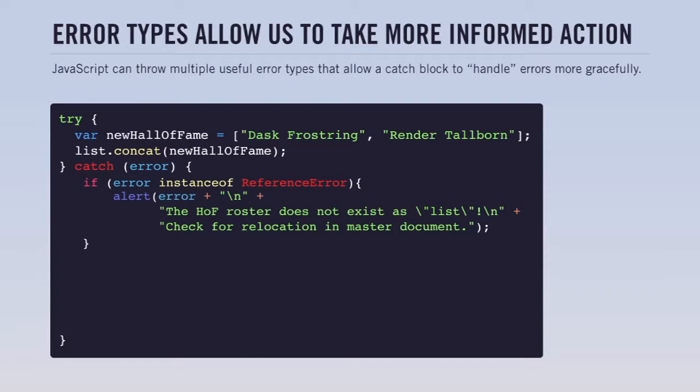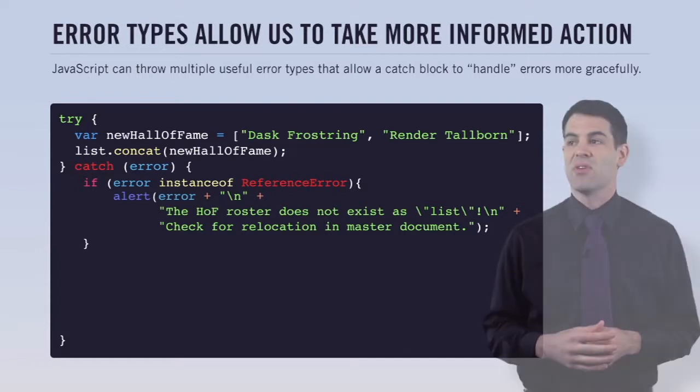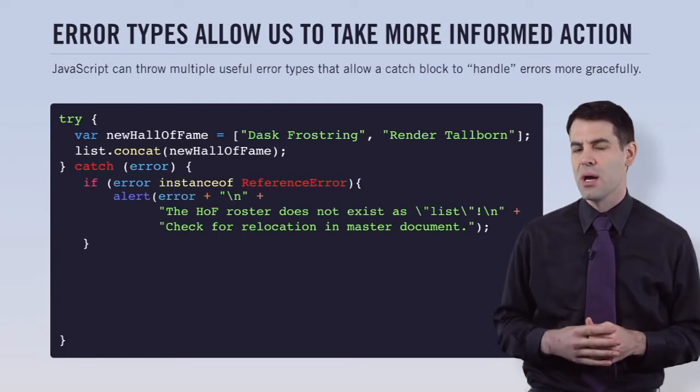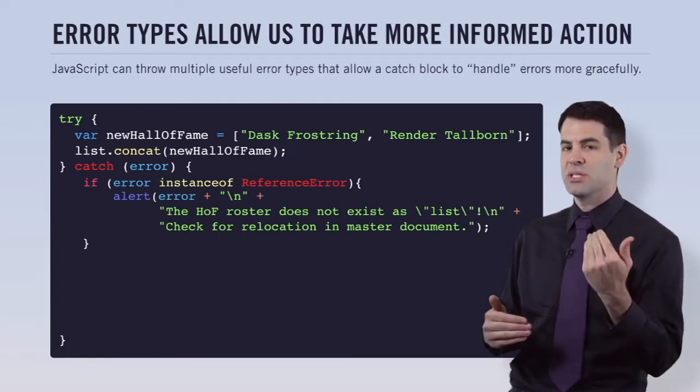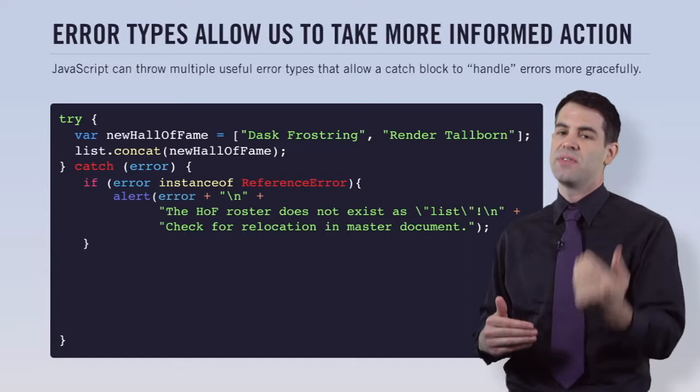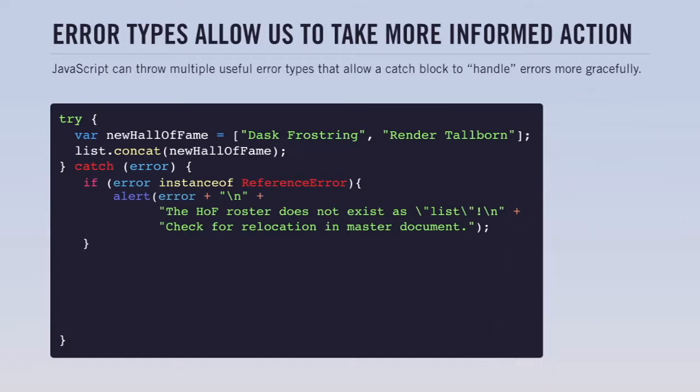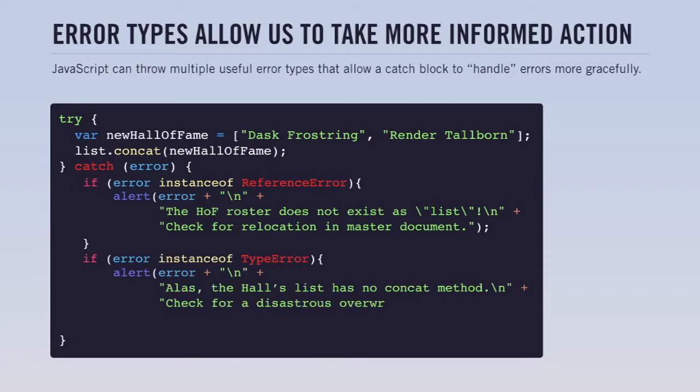Check for a relocation in the master document. That's giving us important information about what to do. It's giving us action to take, directing us as a developer if an error happens. But if the error happens to be a type error, right? Then we'll alert that error again, and this time we'll put a more informative message for the type error, which says, alas, the Halls list has no concat method, so please check for a disastrous overwrite.